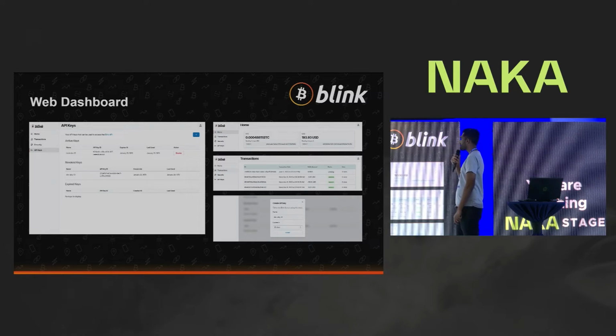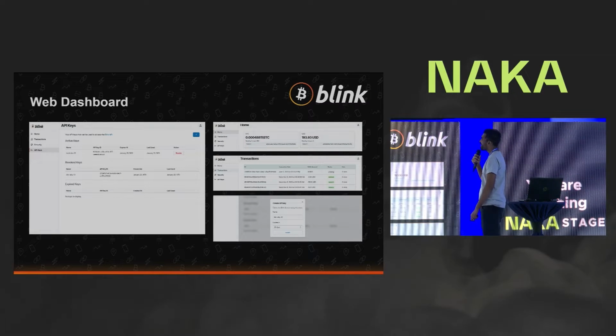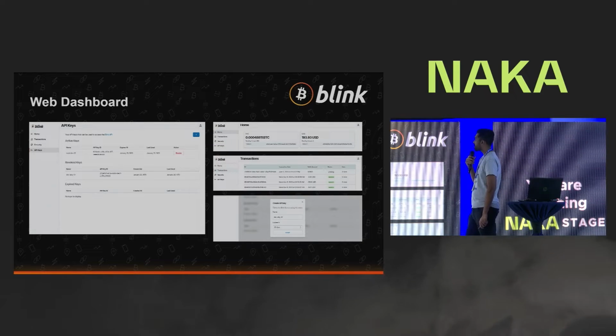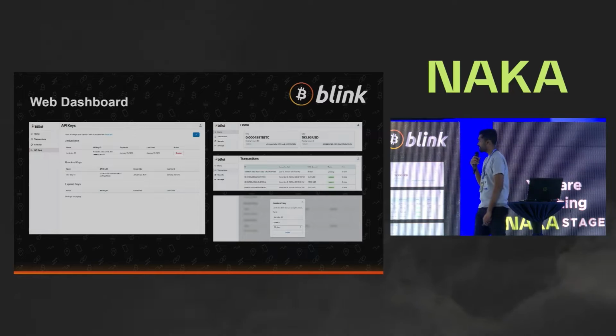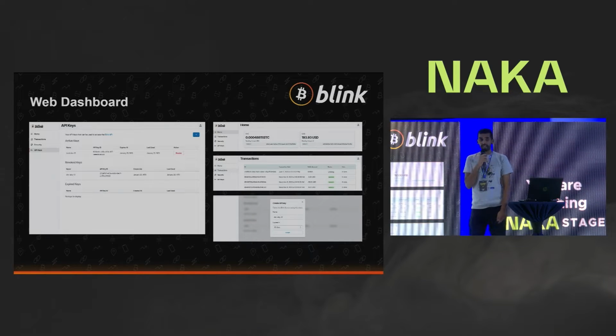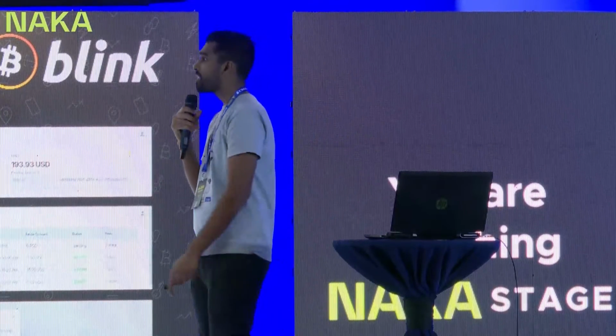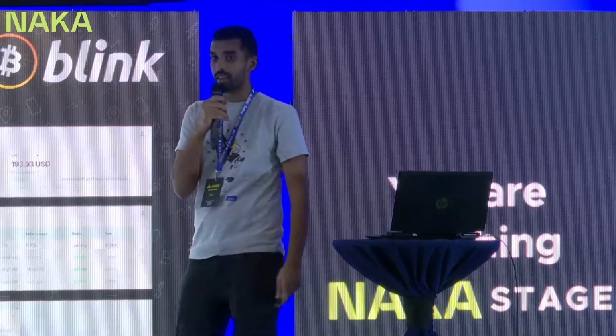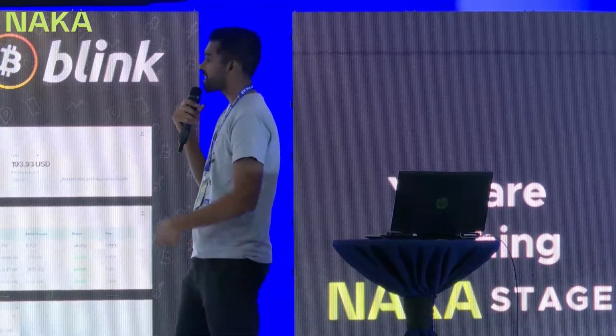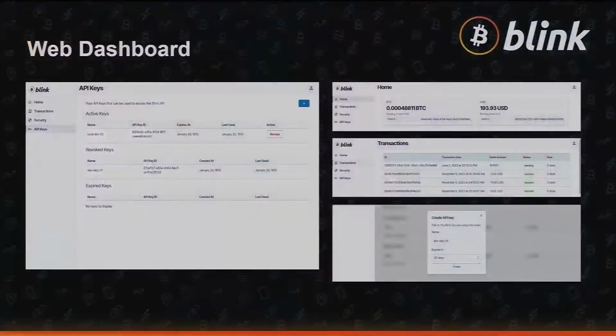This is a visualization of how we will be exposing access to the API. We now have a web dashboard, available at dashboard.blink.sv. You have your account, you can see your wallet, balances, and transactions, and most importantly for developers who want to use the API, you can see API keys. You can create new keys, you can revoke existing keys, and keys have expiry limits on them.